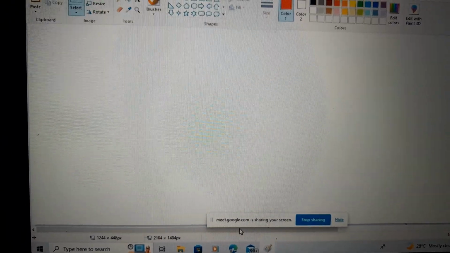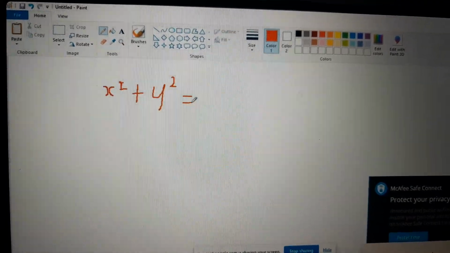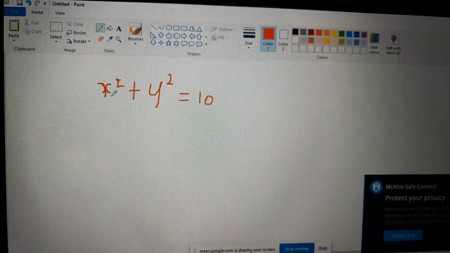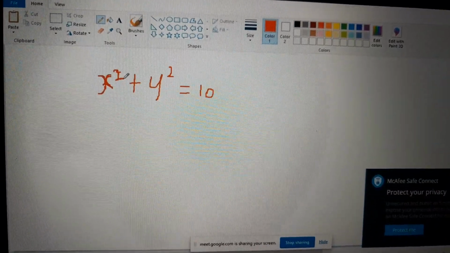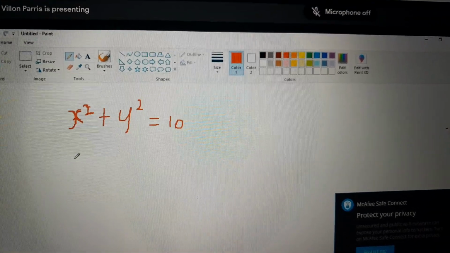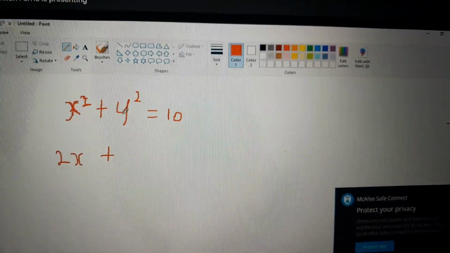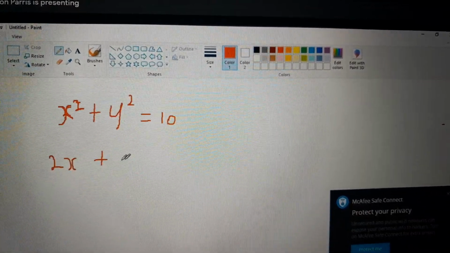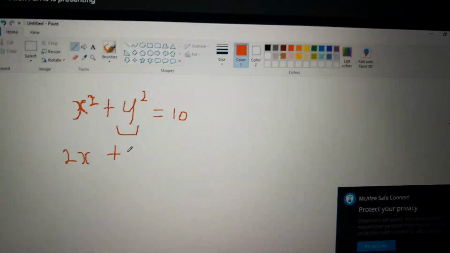x squared plus y squared is equal to 10. Good. So now we're differentiating everything with respect to x. So when we differentiate x squared, what will we get? 2x, sir. Yeah, 2x. Right? Plus when we differentiate y squared, what will we get? So, 2y dy dx.